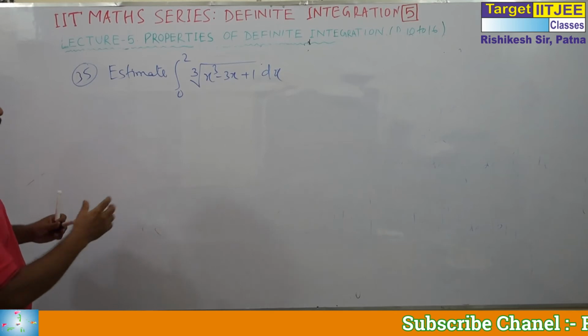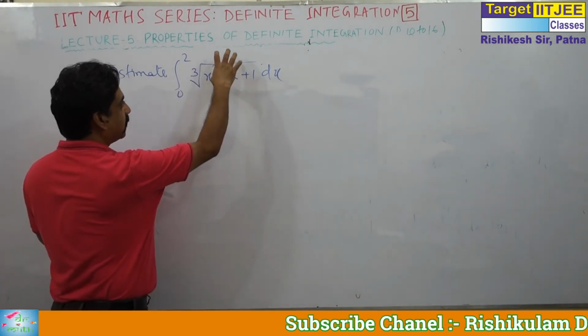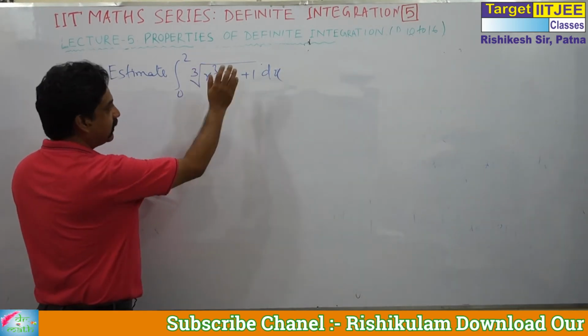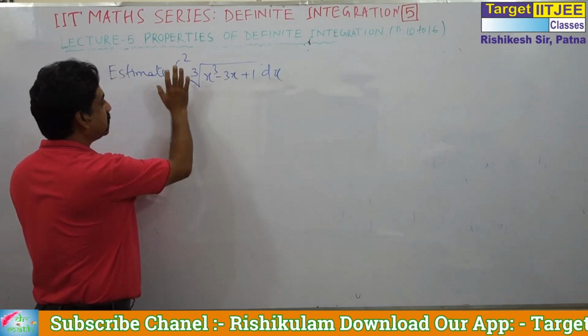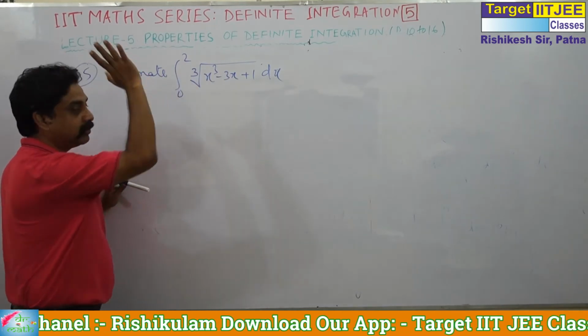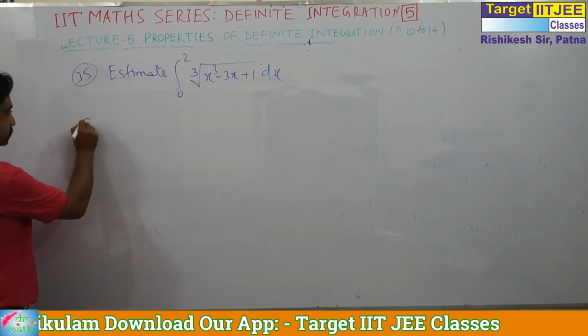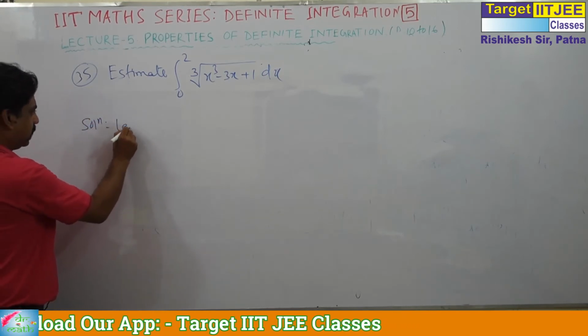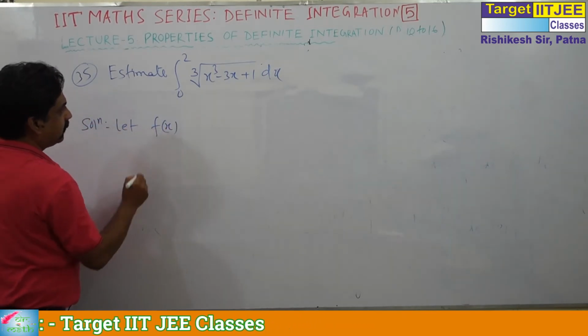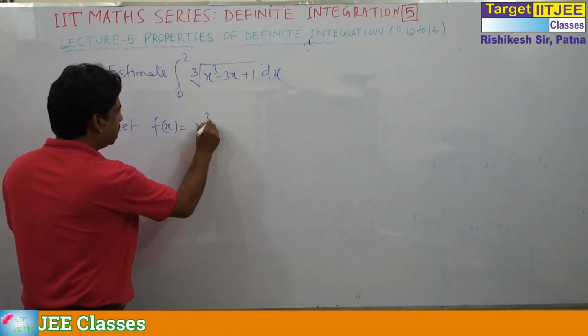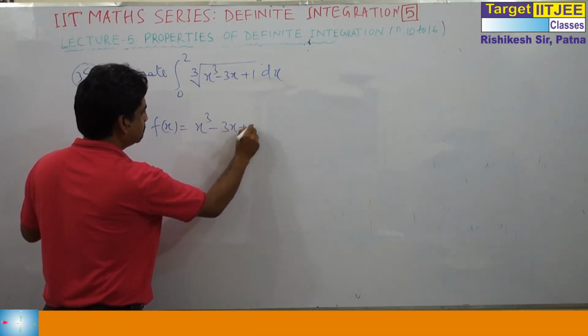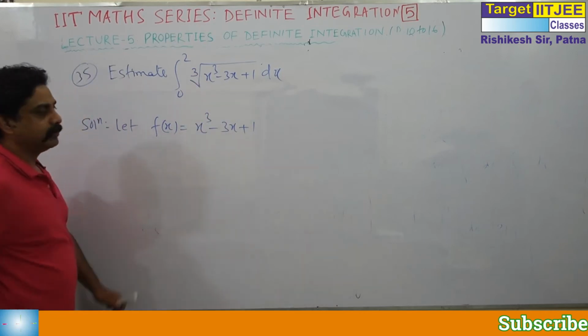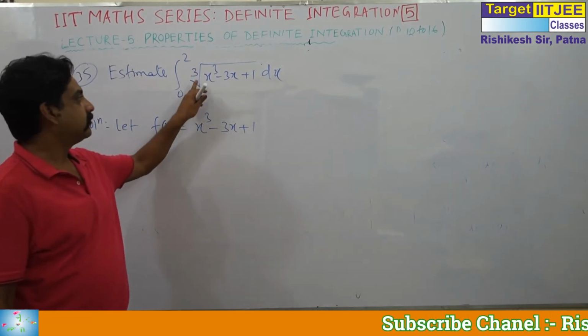See, we will find the least and greatest value of this in this interval 0 to 2. How? Solution. Let f(x) be x cube minus 3x plus 1. It's easy to take only this one, and finally I will take the cube root.